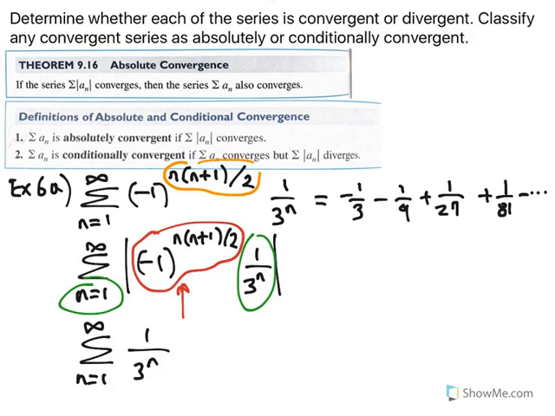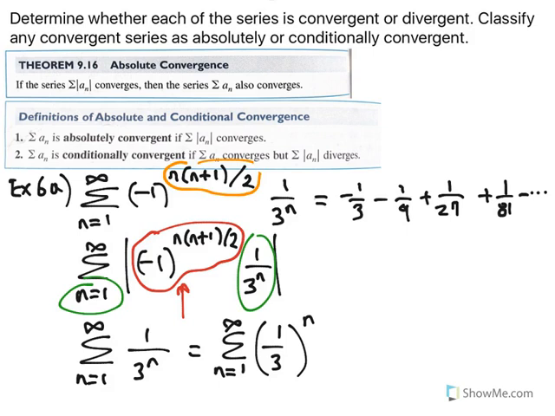So now we have the simplified notation for the corresponding absolute value series, and you would recognize this to be a geometric series where a is equal to 1 and the common ratio would be 1/3, because you have 1 in the numerator, which you can write as 1 to the n power. It would be 1 for any value of n greater than or equal to 1.